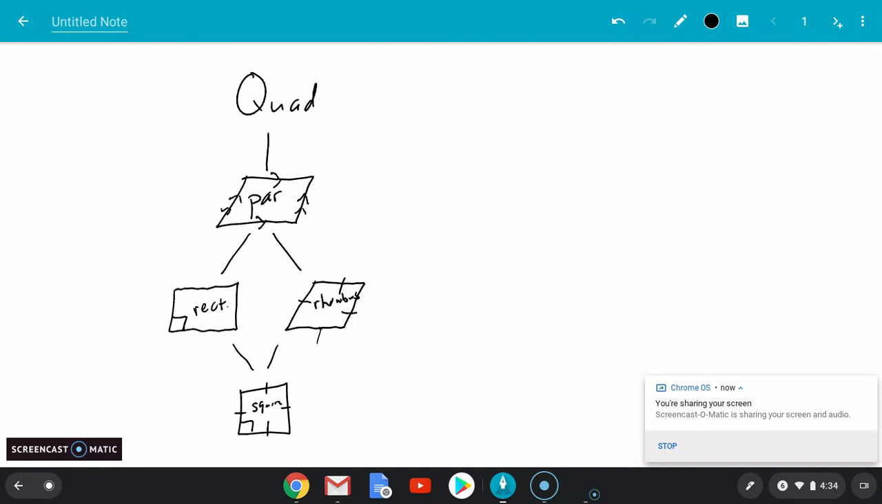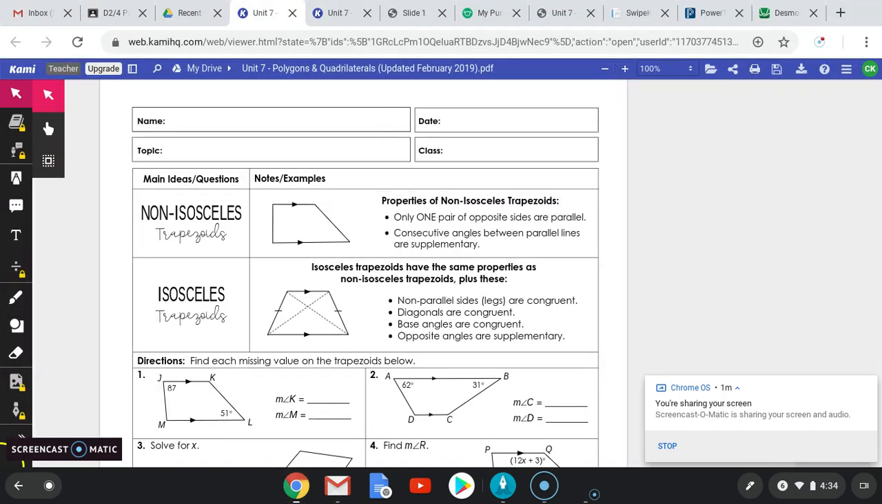But there are more types of quadrilaterals than these, and they belong in their own category. The one we're going to look at today is a trapezoid. By definition, a trapezoid just needs to have exactly one pair of parallel sides. And that's it. So let's look at notes here. For a non-isosceles trapezoid, just any trapezoid in general, by definition only one pair of opposite sides are parallel. And because of the nature of the lines being parallel, we know that the consecutive angles between those parallel lines are supplementary.